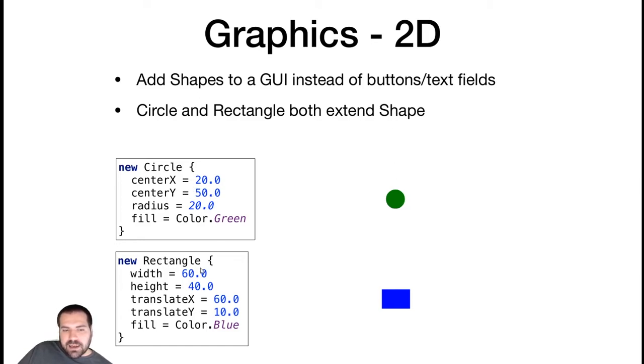And then rectangle, same idea. We have the translate X and Y to get its location. This is going to go 60 over and 10 down from the upper left corner.